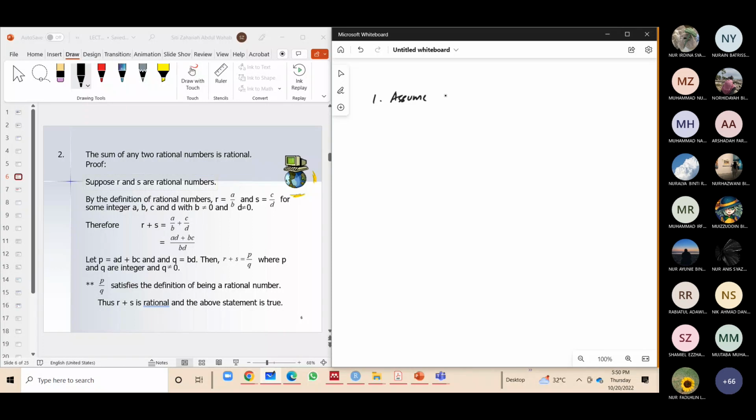Assume x and y are two rational numbers.